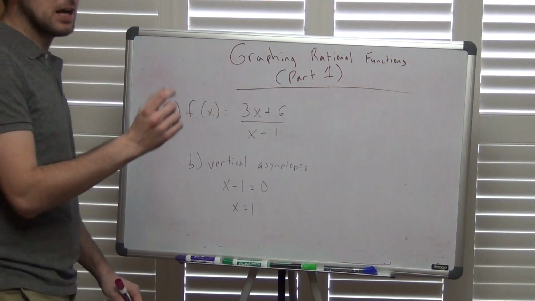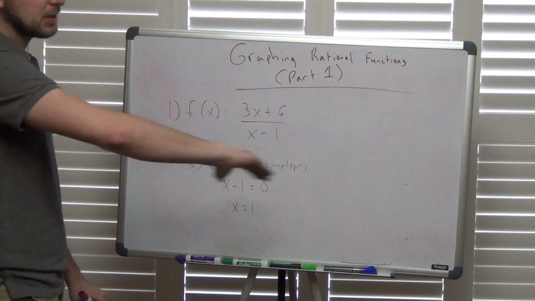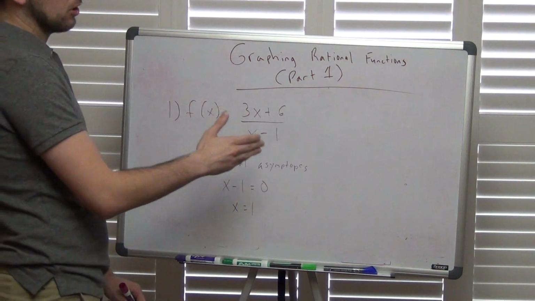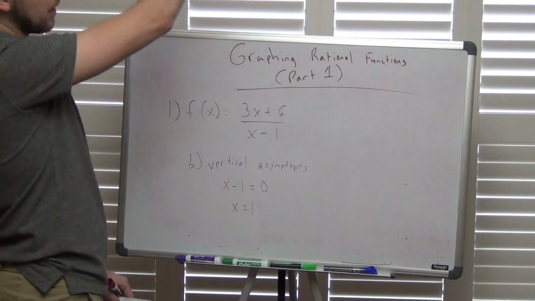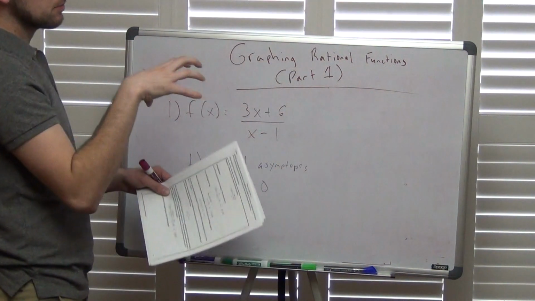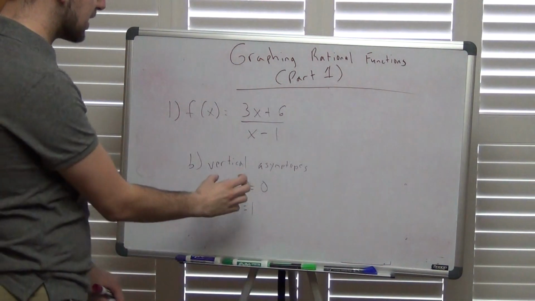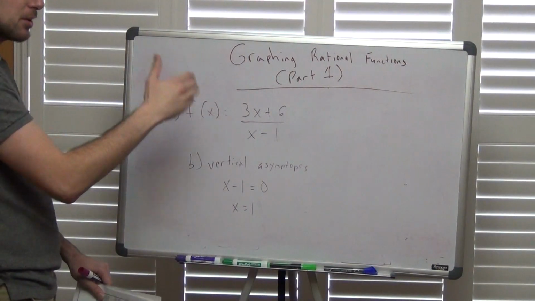Now, the vertical asymptote is not a number. It's actually going to be a line. So what we would actually do, if we were graphing this, is draw a dotted line down x equals 1. Meaning these curves, however the graph would show up, are never going to touch the line x equals 1.